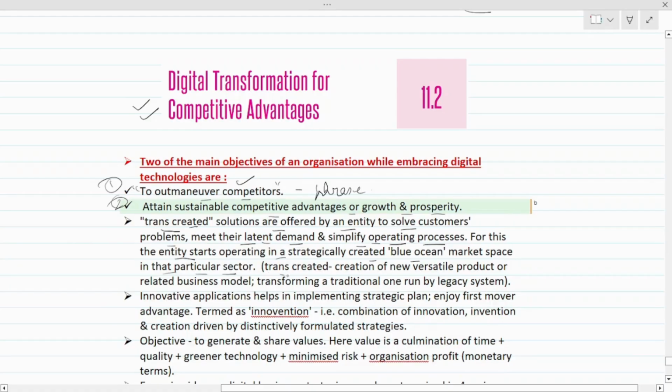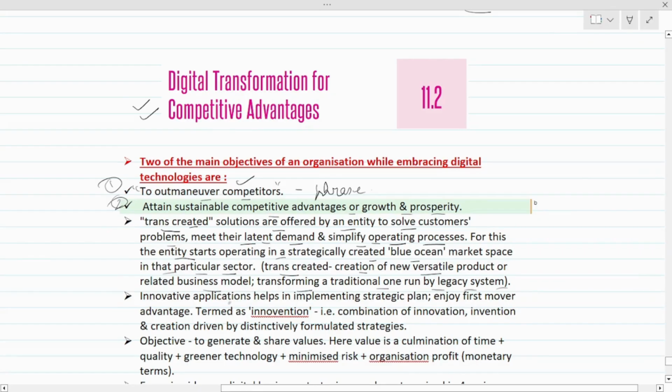Now trans-created means what? It means creation of a new versatile product or related business model, transforming a traditional one run by the legacy system. So basically trans-created means adopting new cultures through creation of some new versatile product, or something which is new in nature and more related to the business model. So that's what is trans-created.